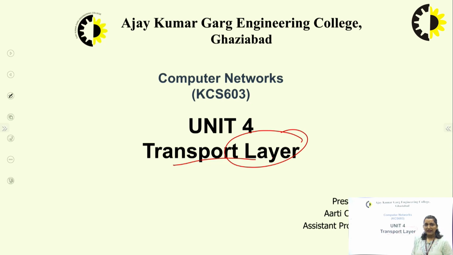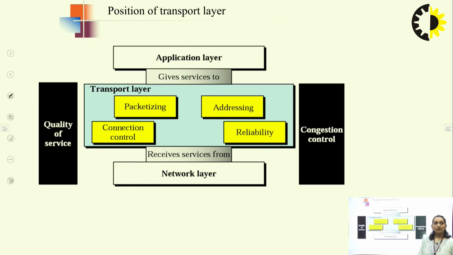One of the main functionalities of the transport layer is that it will deliver data from source to destination, process to process delivery. Next we will see its position. It is between the application layer and the network layer, so the transport layer is sandwiched in between.